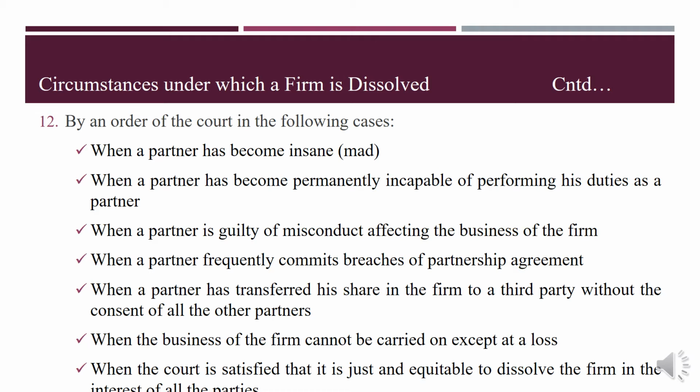And one more is when a partner is guilty of misconduct affecting the business of the firm. When a partner does a guilty activity, guilty of misconduct, which affects the business of the firm, then in that case it will lead the court to issue an order. When a partner frequently commits breaches of the partnership agreement, then when a partner has transferred his share in the firm to a third party without the consent of all other partners, then when the business of the firm cannot be carried on except at a loss, since the firm is in loss continuously for the past few years, in such cases the court will issue an order.